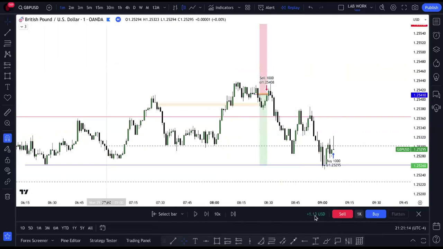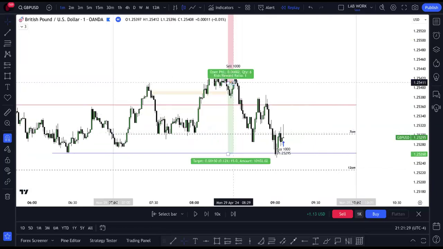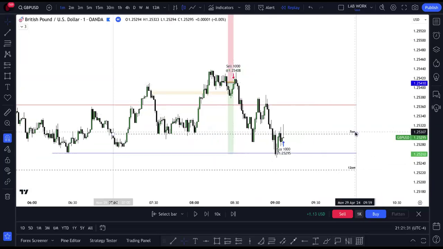Of course, I know it says $1.13. I didn't set up the risk, of course, but I'm just showing you how you would have executed that trade there. Sell there, back down. Look at where price pulls itself, right back down to 7 a.m. Look at the quality of the short, though. We're selling at a premium above 7 a.m.